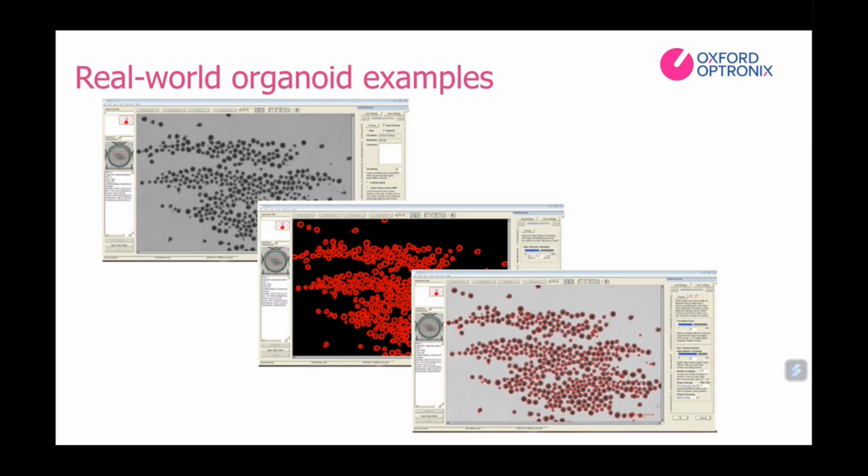So starting with this first image, we can see an unprocessed image, an analysis image, and then a fully counted image in which it looks like all the organoids are indeed counted.